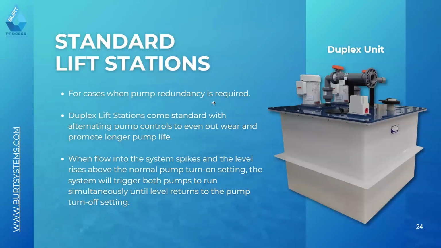Duplex is by far the more common method. With a duplex lift station, you have that built-in redundancy. When the level gets to a certain point in the system, you can activate the second pump, or you can run both pumps in parallel to get that higher level of flow that's required for your system.